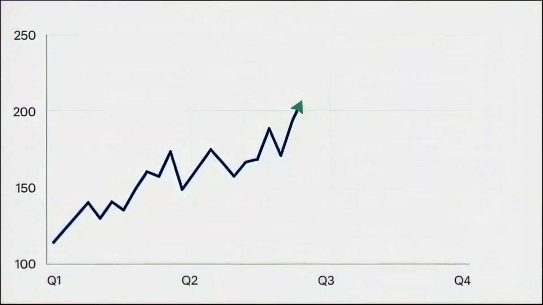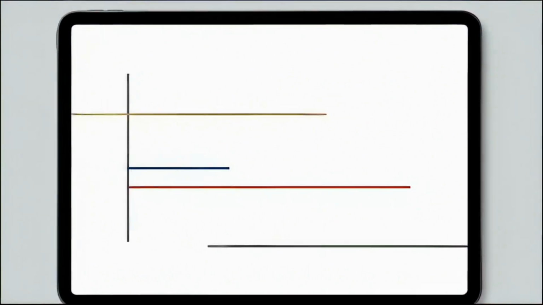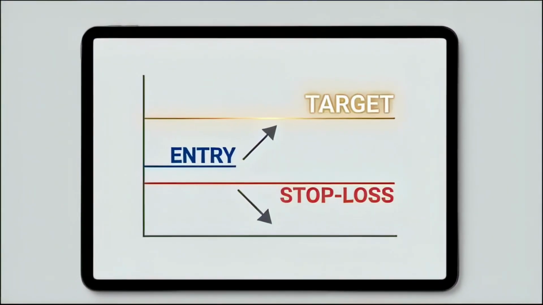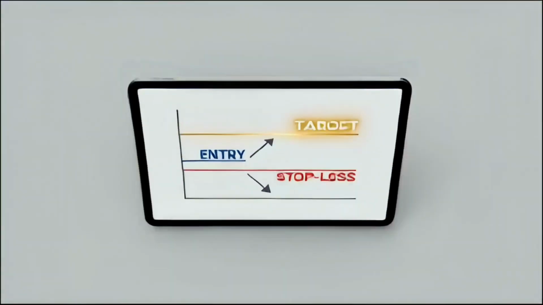Your target is the most recent swing point in your direction, the prior high on a buy, the prior low on a sell, a price the market already proved it could reach once, which makes it a reasonable place to expect it might reach again.